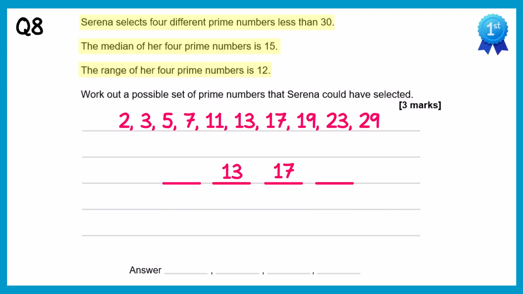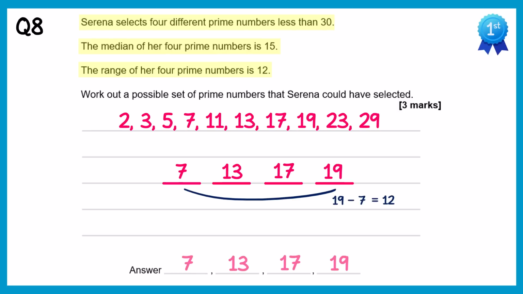So we must use the 13 and the 17 in the middle. If we place a 19 at the top and an 11 at the bottom, the range here is now too small. 19 take away 11 is 8. So if we change that 11 to a 7, the range becomes 19 take away 7, which is 12, which is the number we wanted.